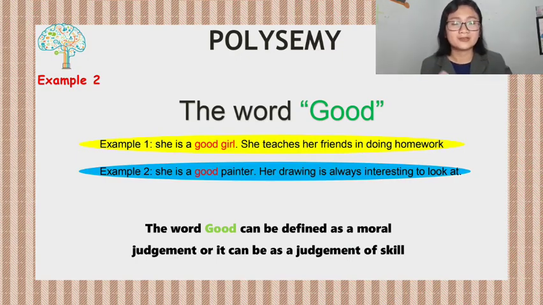Even though the meanings of those words are different, actually they have a related sense, or a related root word. That is what? That's the word good. So we need to keep in mind that the sense of the word is really important to understand. Even though we see those words are different, we can feel the related sense. That's polysemy.